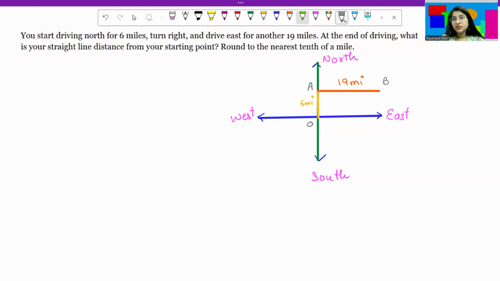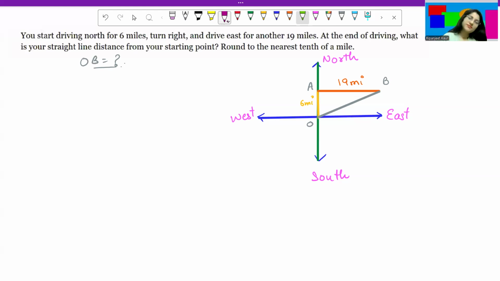At the end of driving, which is the point B, what is a straight line distance from your starting point, which is O? What is a straight line distance? This is what they are asking. So we want to find out what is OB, round to the nearest tenth. Okay, so how can we do that?